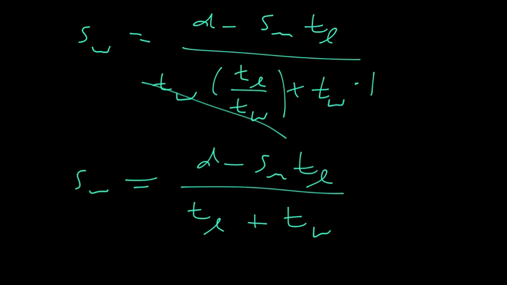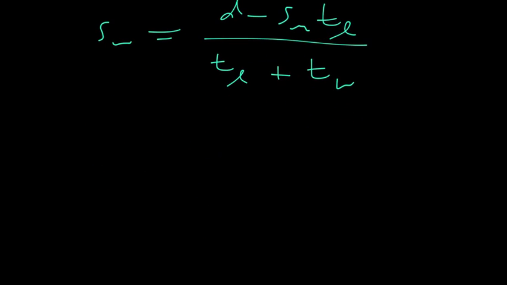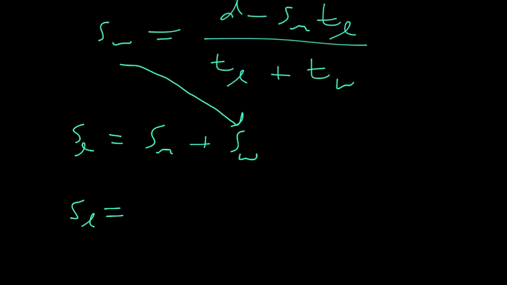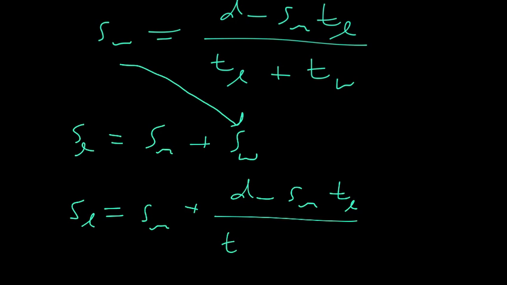So we're asked, though, to find the speed on the level road, and this is actually the easy part. We're told that the speed on the level road is equal to the sum speed plus the speed on the winding road. So now we're just going to plug this in here, and we're going to have that the speed on the level road is equal to S_m plus D minus S_m T_L divided by T_L plus T_W.